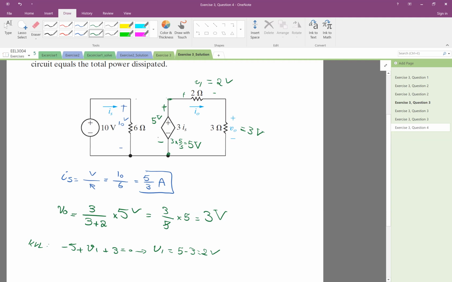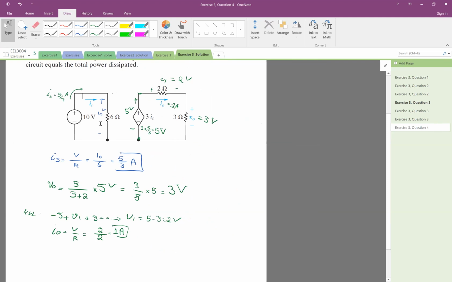Okay, so we have the voltage, and how about the current here, IO? For either of the resistors, we can say V over R. For example, 2 volt divided by 2 ohm, which is 1 amp. So the I is 1 amp. On the other side we also have the voltage, and I have the IS. So IS is 5 over 2. Okay, very good. So based on this information, we can find the power for each of the elements.